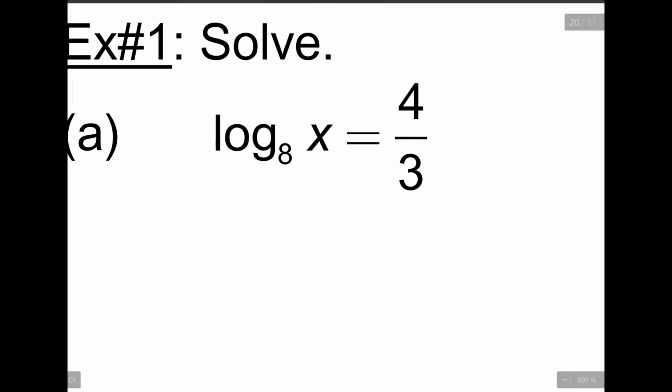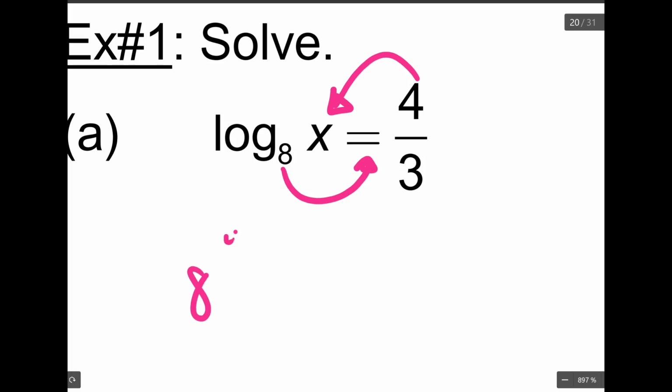So log base 8 of x equals 4/3. First step, rewrite it in exponential form. So I start at the 8, point at the 4/3, and then go to the x. So I have 8 to the 4/3 power is equal to x. How would you propose that we solve this? Do we have any ideas?